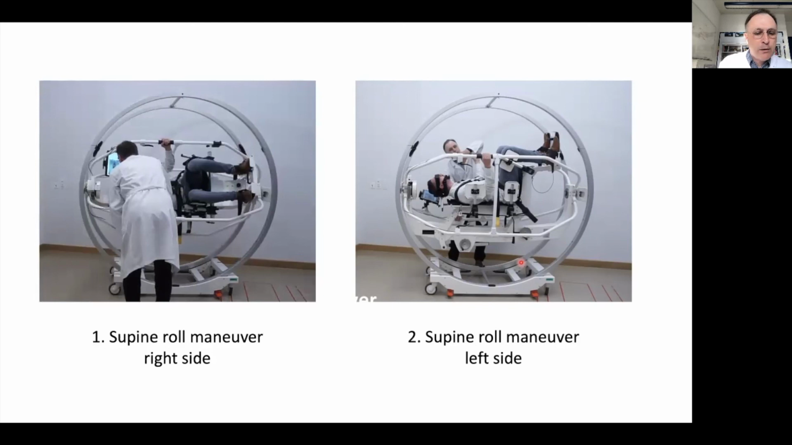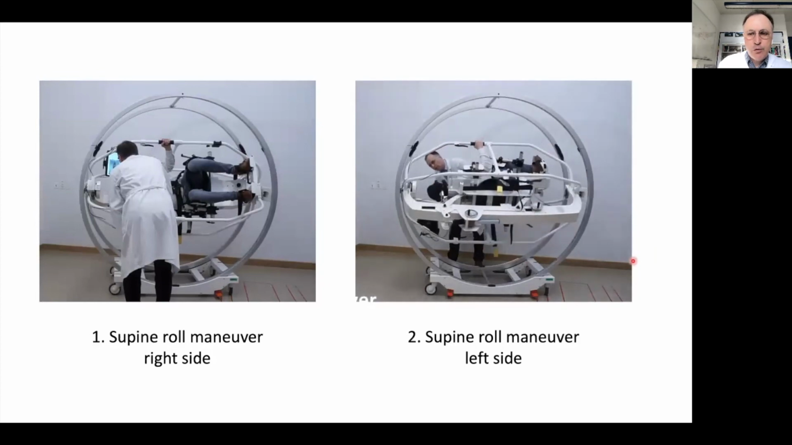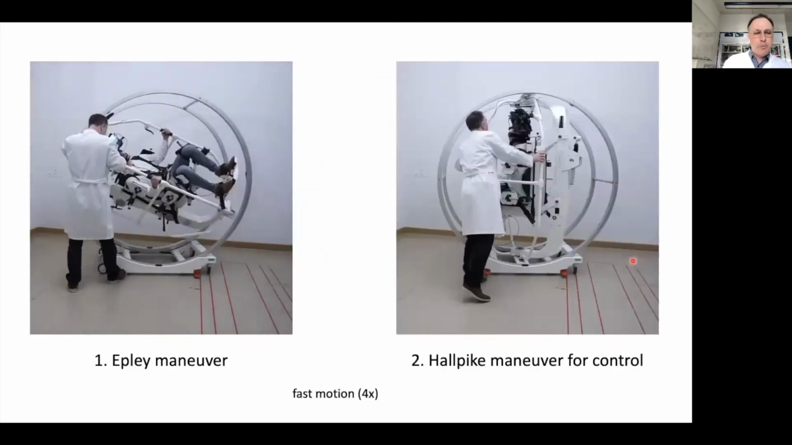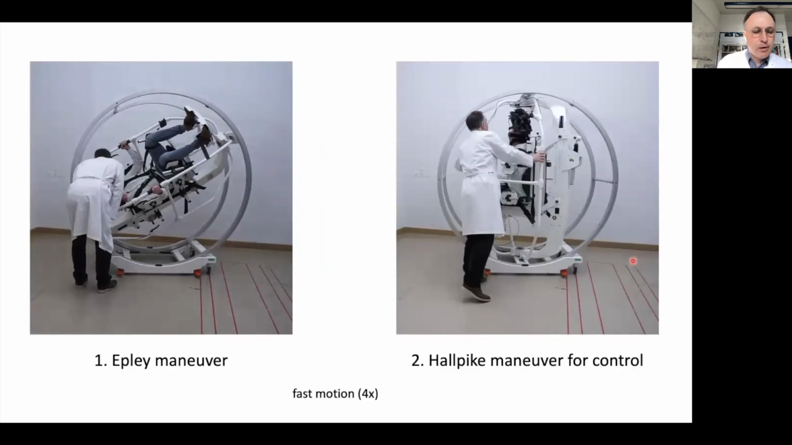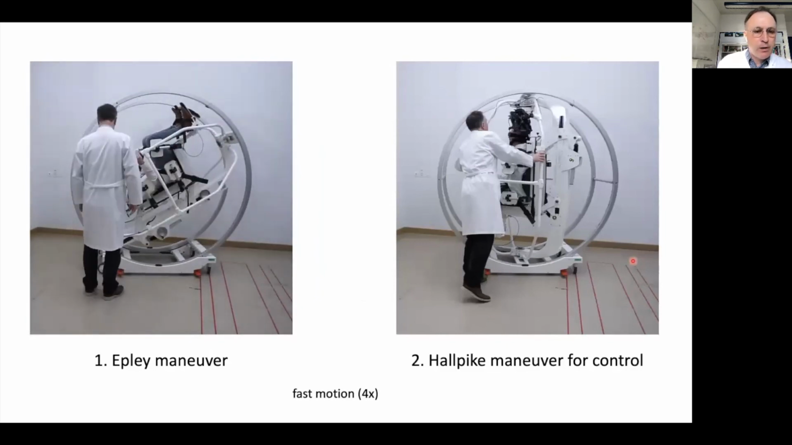Now, here is the provocation maneuver for horizontal canalithiasis or cupulolithiasis for the right side. And here for the left side, again, we are closely observing the tablet for eye movements that would indicate that the horizontal canal is affected by canalithiasis or cupulolithiasis. This is the therapy, fast motion, Epley maneuver. In this case, for the left side.